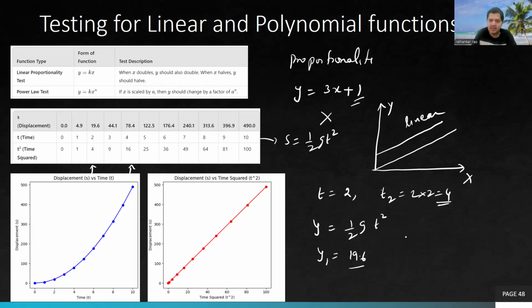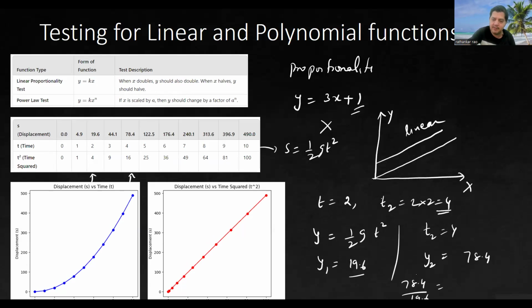Okay. Now, if I take t2 equal to 4, your y2 will now be equal to, for 4, what is the answer? For 4, you see, it is 78.4. Now, therefore, if I divide one by the other, 78.4 divided by 19.6, what will the answer be? Let me use my calculator to get it correctly. So I get 78.4 divided by 19.6. When I do this, I get the answer as 4 over here.